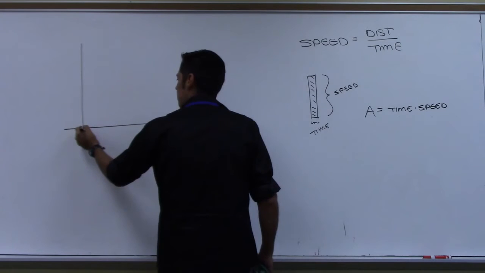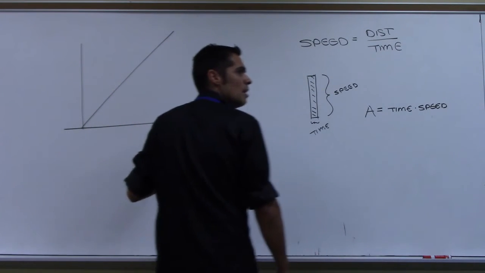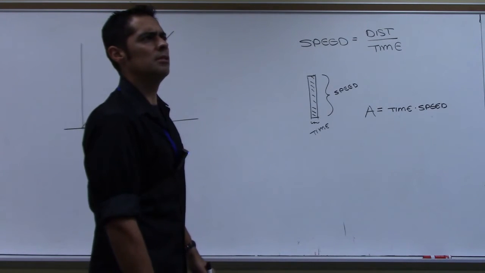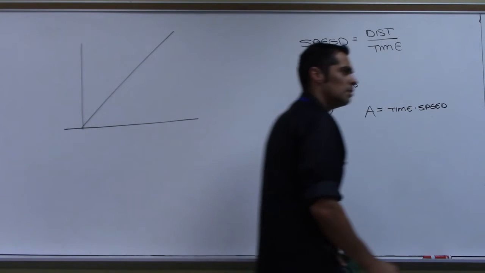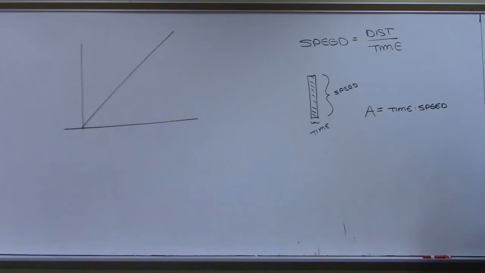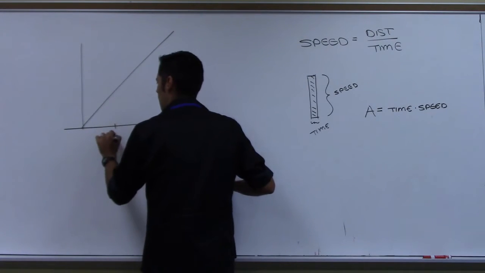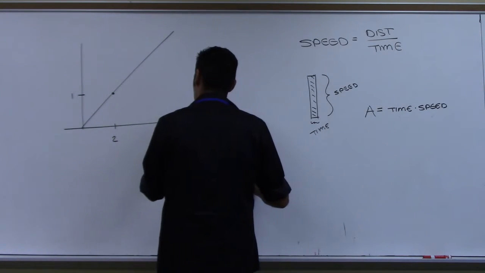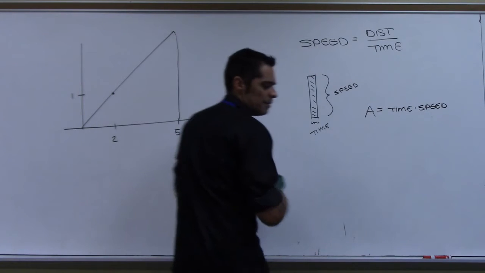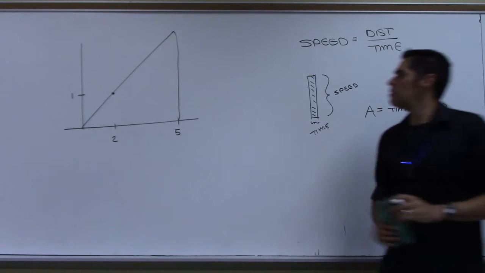So we have something like this. Does that look like one, two? I can't even tell. Between 2 and 5, are we going to say up here at 2 it's at 1? Is that good enough for you? Okay. So at 2, I'm up here at 1. And then at 5, where do y'all think I am at 5? Up at 3? Yes?